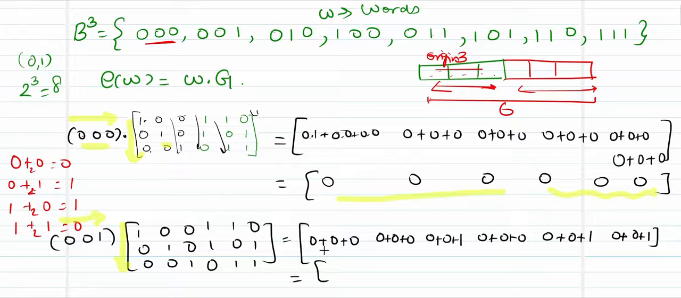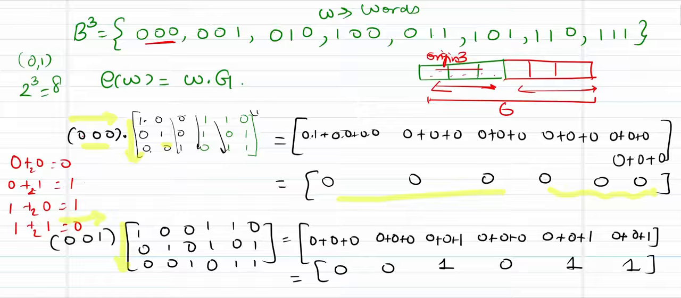Let me do the addition. 3 zeros together make it 0. 3 zeros together make it 0. 0 plus 0 is 0 and 0 plus 1, 0 plus 1 is going to be 1. So I have this entry as 1. 3 zeros together make it 0. 0 plus 0 is 0 and 0 plus 1 is going to be 1. 0 plus 0 is 0 and 0 plus 1 is going to be 1.